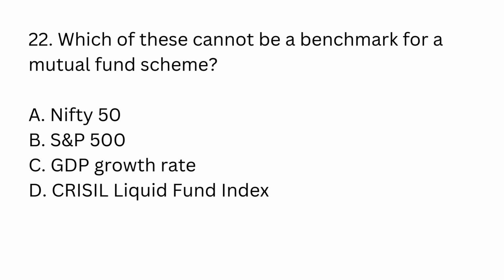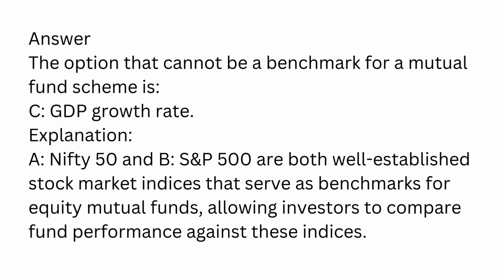22. Which of these cannot be a benchmark for a mutual fund scheme? A. Nifty 50. B. S&P 500. C. GDP growth rate. D. Crisil Liquid Fund Index. Answer: The option that cannot be a benchmark for a mutual fund scheme is C. GDP growth rate.